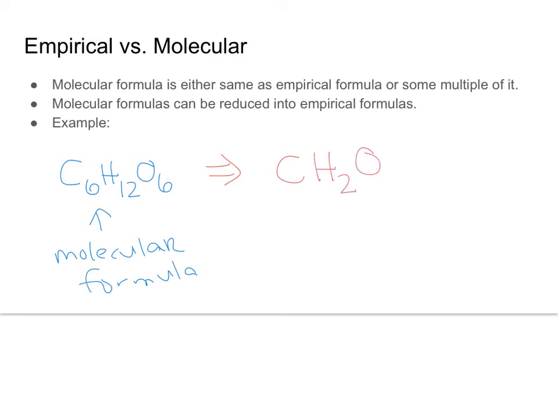The empirical formula of this molecular formula would be CH2O, which is giving us the ratio of carbon to hydrogen to oxygen: 1 carbon, 2 hydrogens to 1 oxygen. So again, our molecular formula is easily reduced into our empirical formula. The empirical formula gives us the ratio. The molecular formula tells us exactly how many atoms are present.